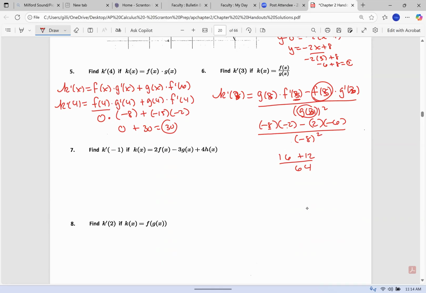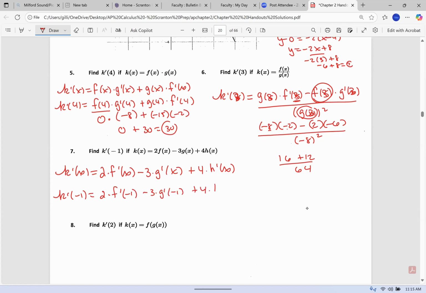In number 7, the derivative of k would be k prime of x equals 2 times f prime of x minus 3 times g prime of x plus 4 times h prime of x. No product rule. Constants just come along for the ride. So I need k prime at negative 1. So I'm just going to replace x with negative 1.